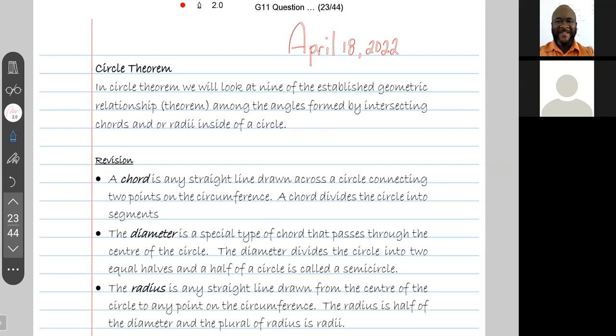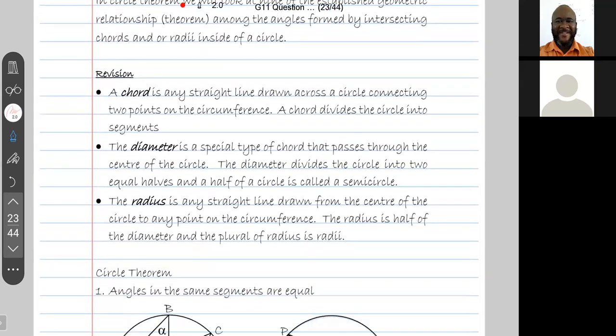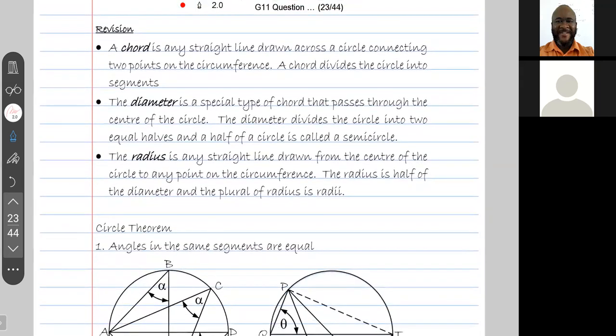Some basic things that we should know. So we should know that a chord is any straight line that is drawn across a circle connecting 2 points on the circumference. So any line that you draw across a circle that touches the circumference at 2 points is called a chord, and the chord divides the circle into segments.